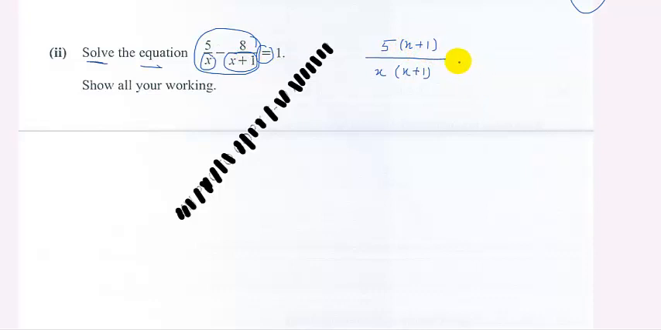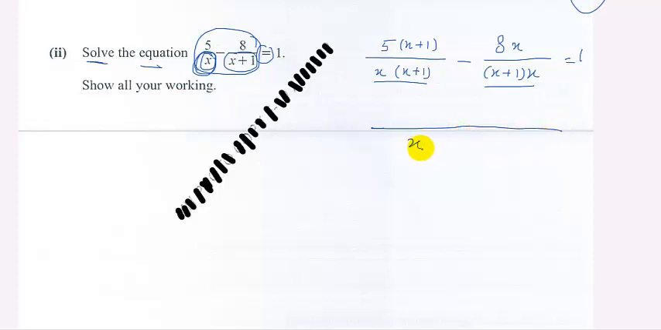And in the next fraction, the second fraction, which is 8 over x plus 1, I will multiply with x in the denominator and x in the numerator. It is equal to 1. So now you can observe both denominators are the same. When denominators are the same, that same denominator is now the LCM: x into x plus 1.